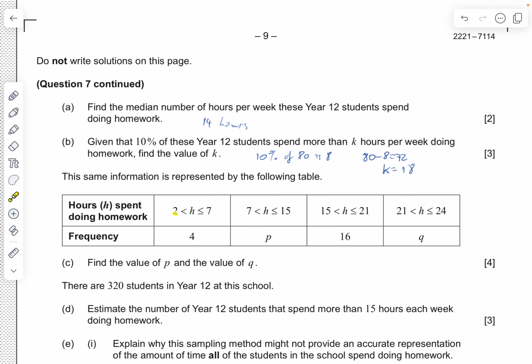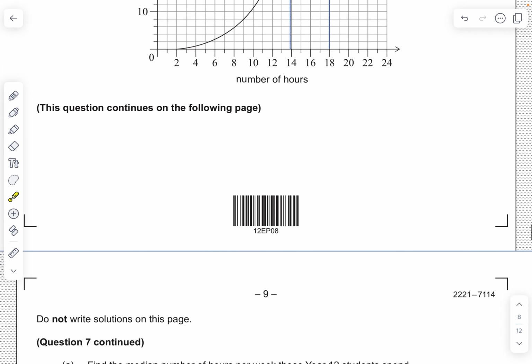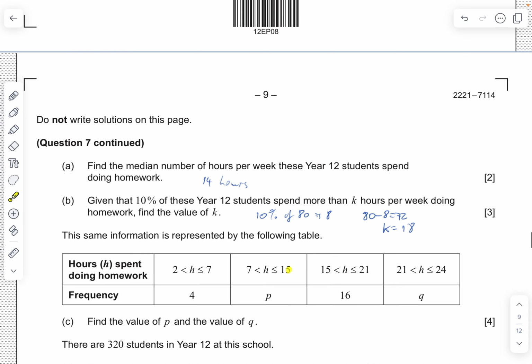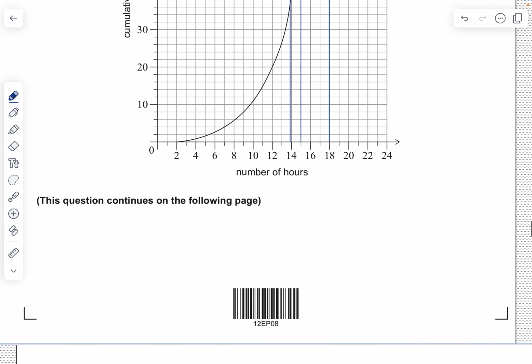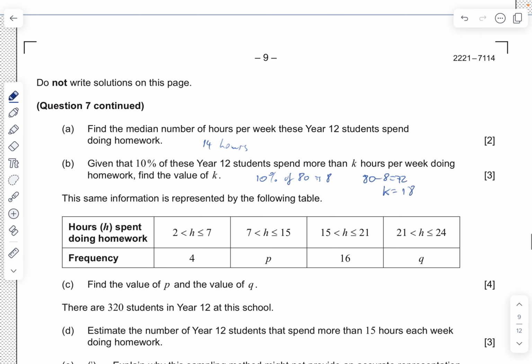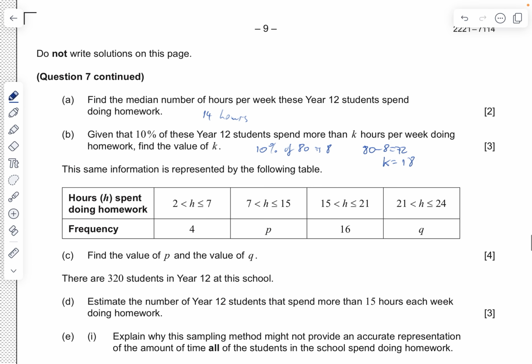So between 2, that's when it starts, to 15. Let's see how many we have by the time we get to 15. When I get to 15 hours, I've got 60 students. So that means that I've got 4 in this first section and this here. So P equals 60, subtract 4 is 56.